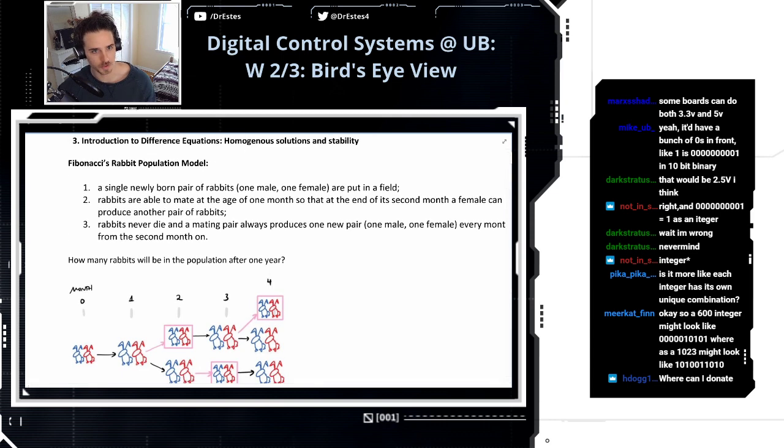And okay, let's just introduce it. This is Fibonacci's rabbit population model.